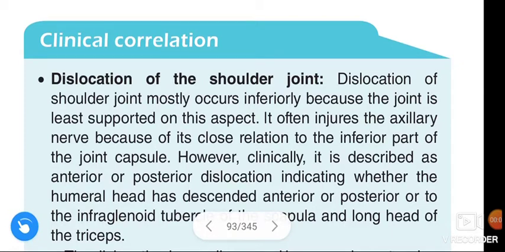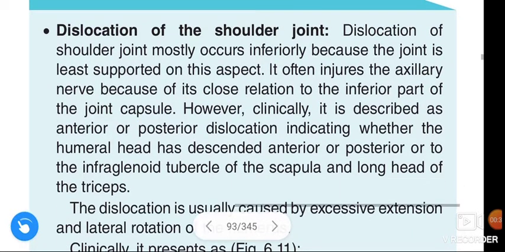In this video we are going to learn about the dislocation of the shoulder joint. Dislocation of the shoulder joint mostly occurs inferiorly because the joint is least supported on this aspect. It often injures the axillary nerve because of its close relation to the inferior part of the joint capsule.